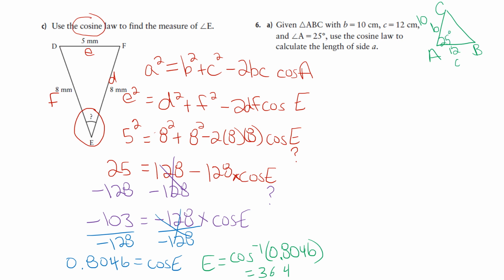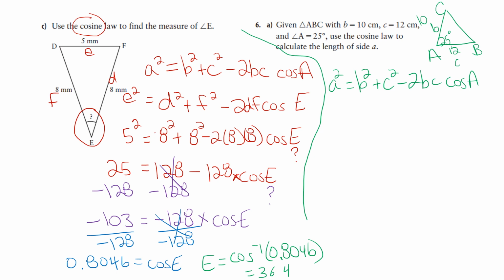So we cannot use sine law, again, because we don't have that matching side and angle across from each other. So that's a big clue that we're going to use cosine law. And we're going to use the same formula that we started with last time. A squared equals B squared plus C squared, take away 2BC cos A.